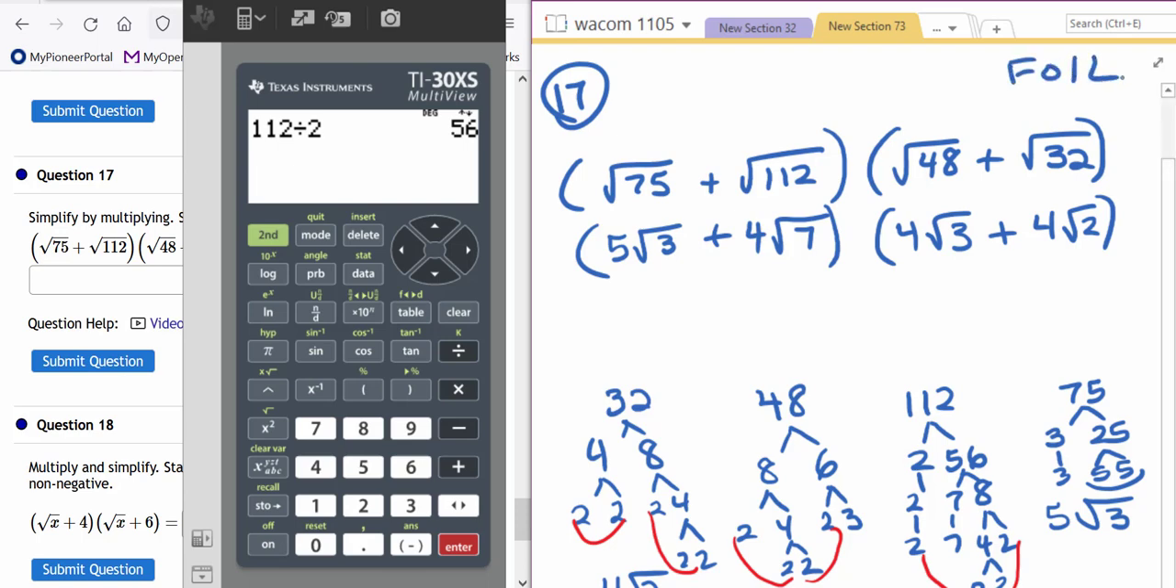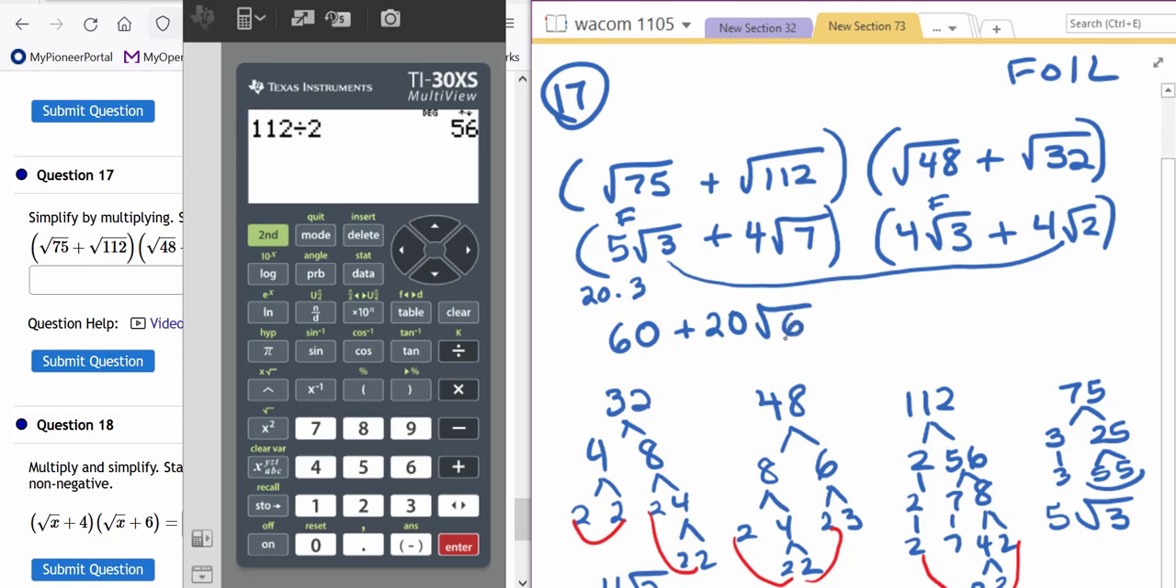All right, so outsides are going to multiply. So we're doing this one times this one. So 20, square root of 3 times square root of 3 is going to remove the radical. So we're going to end up with 20 times 3, which is 60 on the first terms. Right, now we'll go outside. So 5 times 4 is 20, and these underneath will multiply. So we have 20 times the square root of 6.